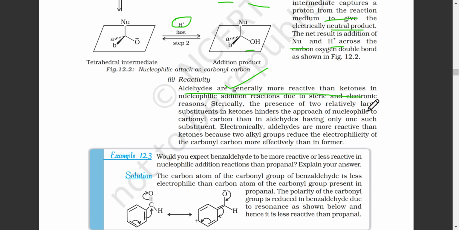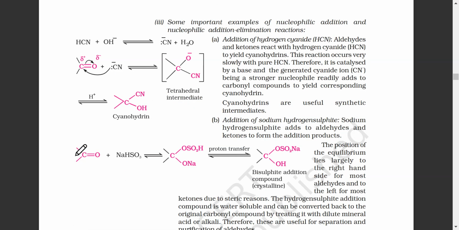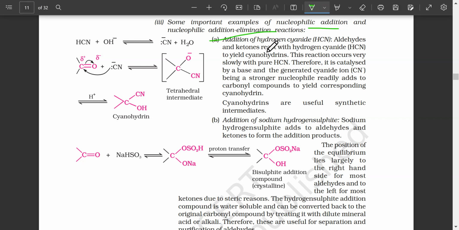Sterically, the presence of two relatively large substituents in ketones hinders the approach of the nucleophile to the carbonyl carbon more than in aldehydes, which have only one such substituent. Electronically, aldehydes are more reactive than ketones because two alkyl groups reduce the electrophilicity of the carbonyl carbon more effectively than in the former. Alkyl groups are +I groups; they reduce the electrophilicity, that is, the positive charge on the carbon, because when electron donating groups are attached, its electron density increases. Based on this mechanism, there are certain important examples of nucleophilic addition and nucleophilic addition elimination reactions. Fine. Addition of hydrogen cyanide, HCN.